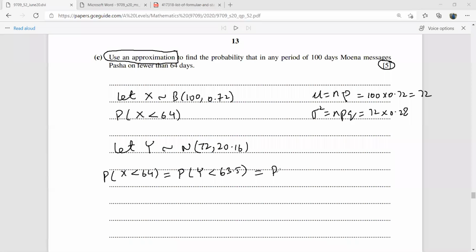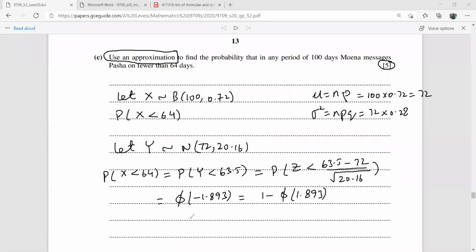Then you standardize in the same line. So Z is less than 63.5 minus the mean, which is 72, over the standard deviation. Many of you forget to put the square root sign on this. You get the variance from this npq. So what is this? This is phi of minus 1.893. So this will be 1 minus phi of 1.893.